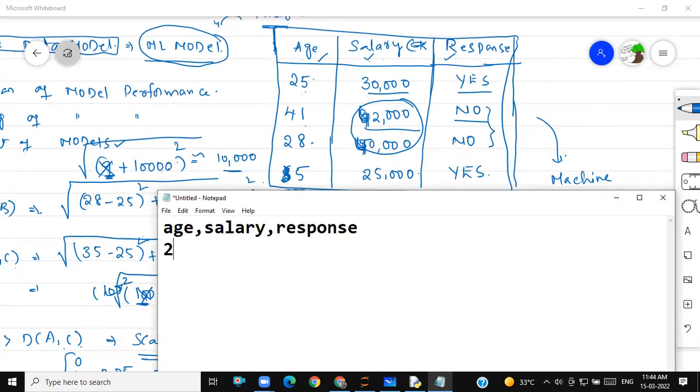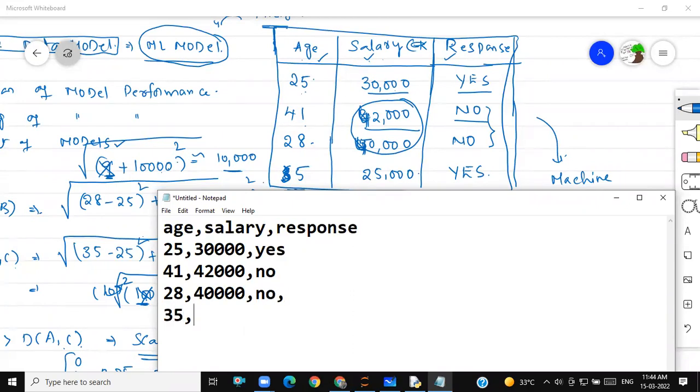It's very small data. 25 years, salary is 30,000, response is yes. Next is 41 years, salary 42,000 or 45,000, whatever it may be, and the response is no. The next person is 28 years, salary 40,000, and the response is no. The next one is age 35, salary 25,000, and the response is yes. This is our data.